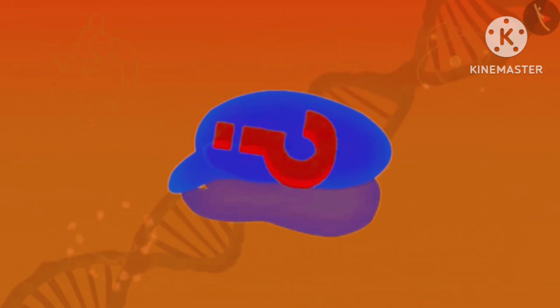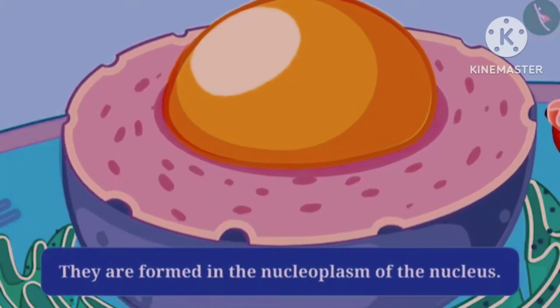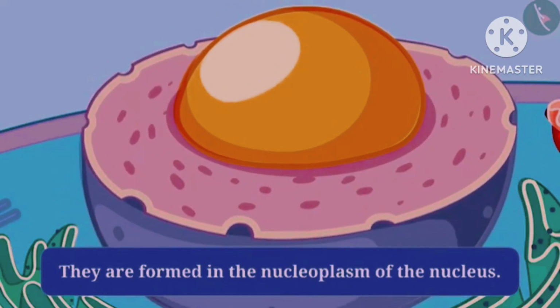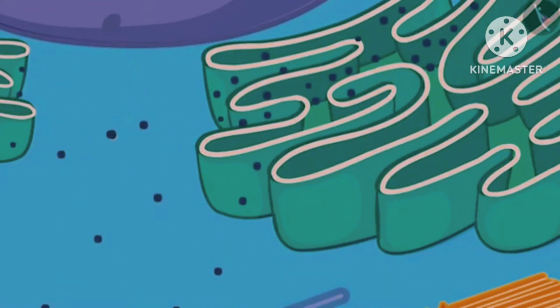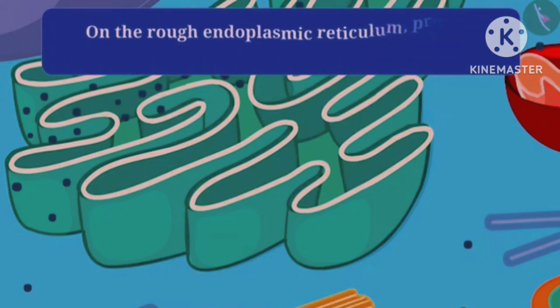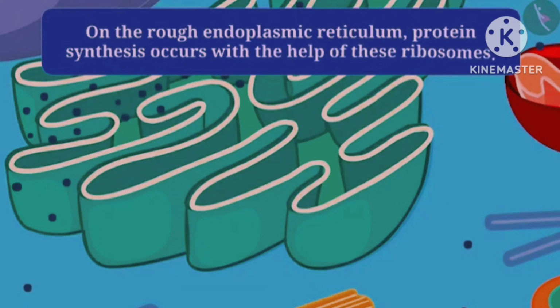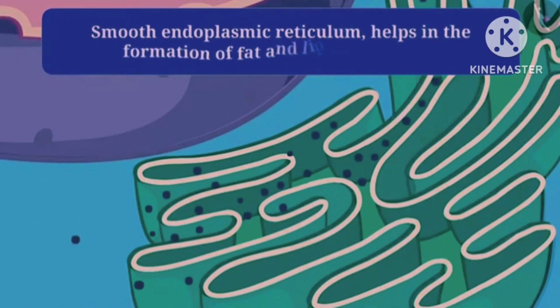Friends, do you know where they are made in the cell? They are formed in the nucleoplasm of the nucleus. After getting formed, they come out of the nuclear pores and stick to the endoplasmic reticulum, which is then called rough endoplasmic reticulum. Friends, do you know? On the rough endoplasmic reticulum, protein synthesis occurs with the help of these ribosomes, and smooth endoplasmic reticulum helps in the formation of fat and lipid molecules.